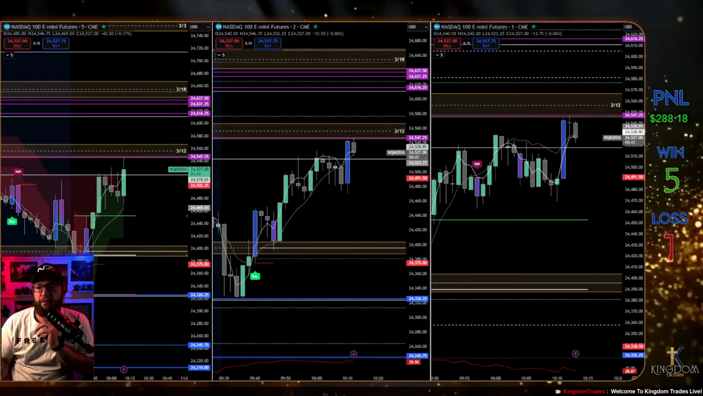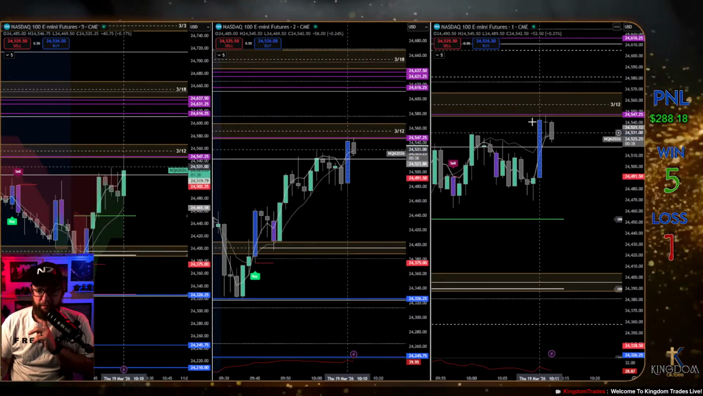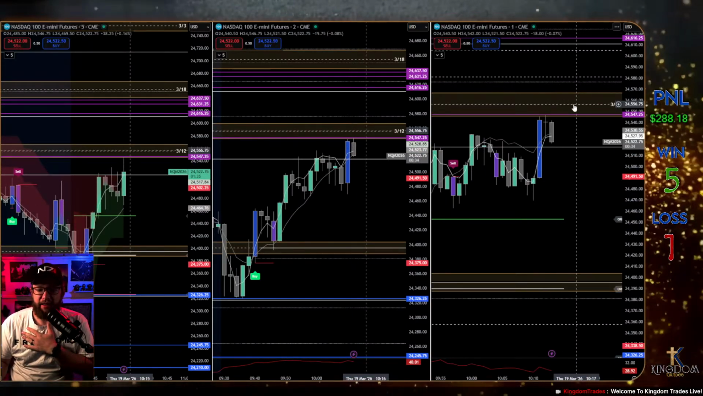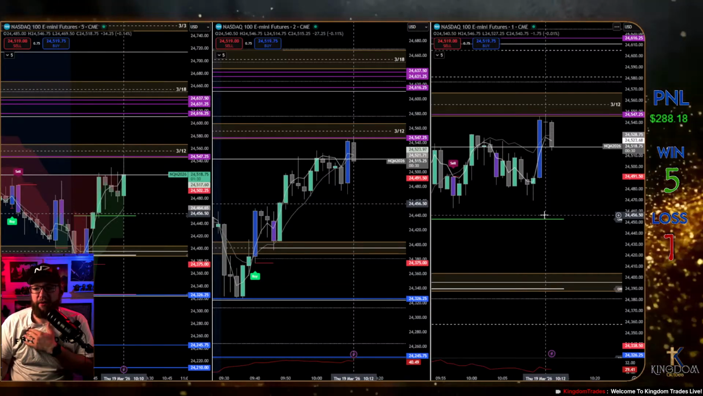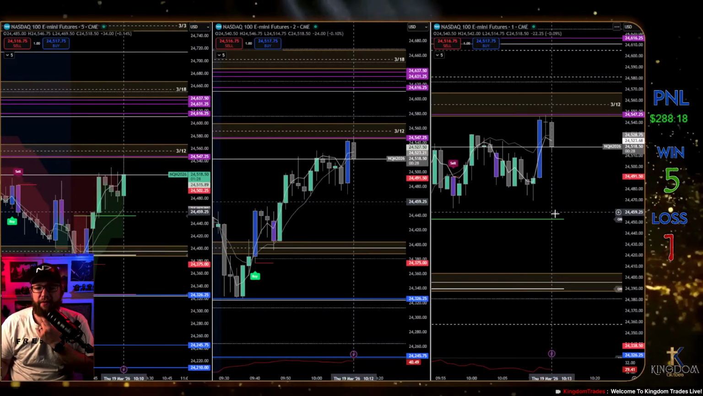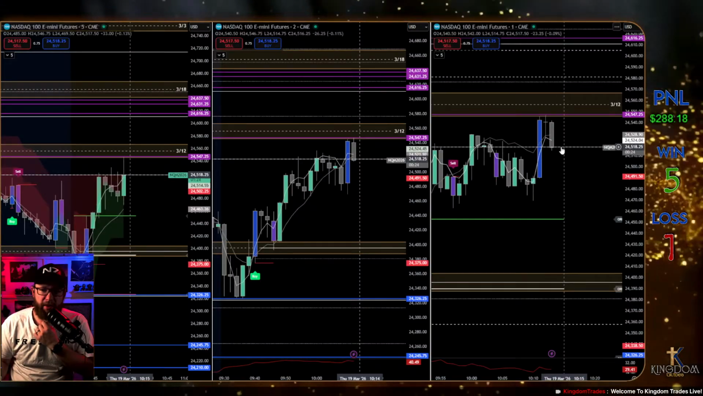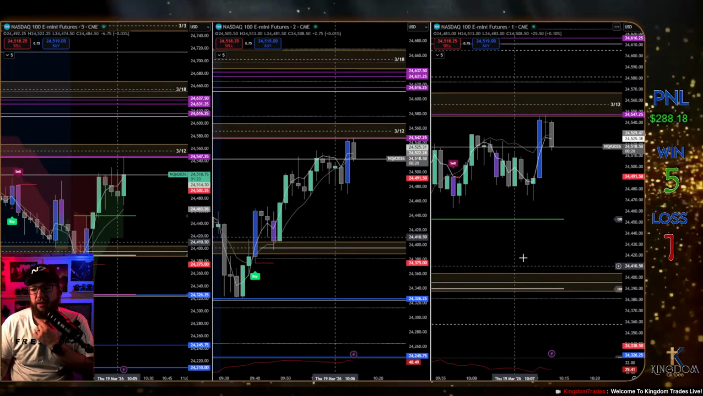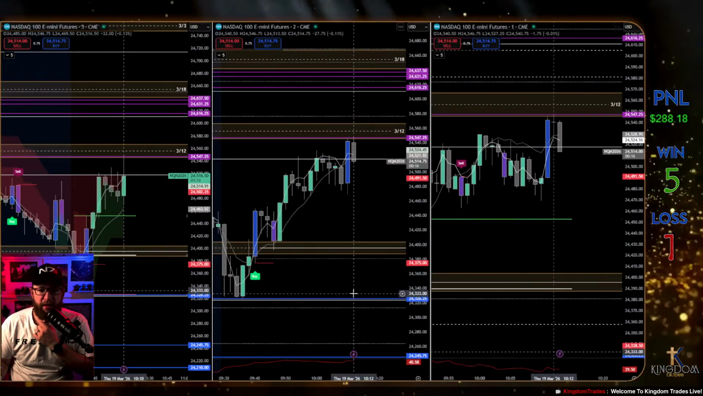Right on. Right on. Look at that. Came up, tapped sauce box, and rejected down off the sauce box. And that's a purple level too. That's good for 20 points right there off that level. And then you'd want to be trailing it super tight here because you got that 5-minute cross that just tapped above.